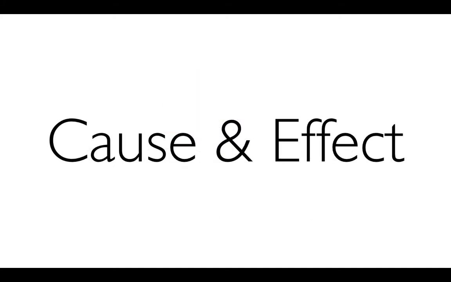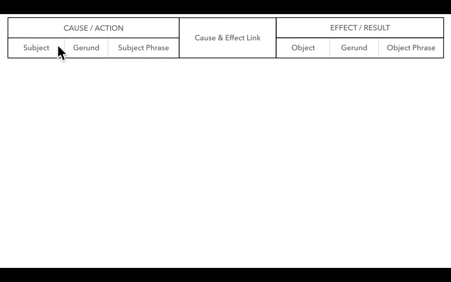Here we're going to look at cause and effect and how to build sentences with cause and effect. So you can have your cause or your action over here at the start, then you can have your cause and effect link phrase in the middle, and then your effect or your result over here on the right. When you're building the sentence, a possible structure could be this: subject gerund, subject phrase, object gerund, object phrase.